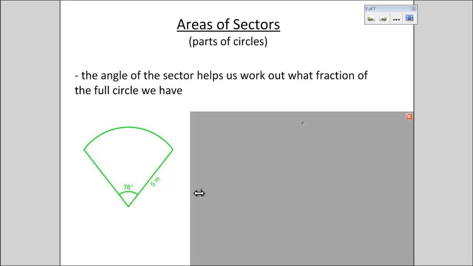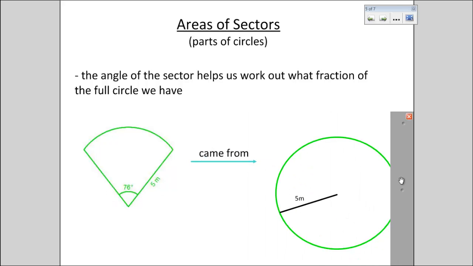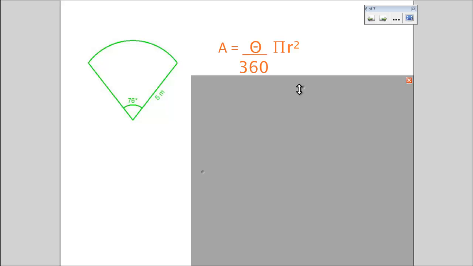Now this sector has come from a circle that would have looked like this. So you notice that the full circle has a radius of 5 meters, and this would have been a radius just here of 5 meters. Okay, so we've chopped it out of here and we've got 76 degrees. So to figure out the area of a sector, there is a formula that you can use.